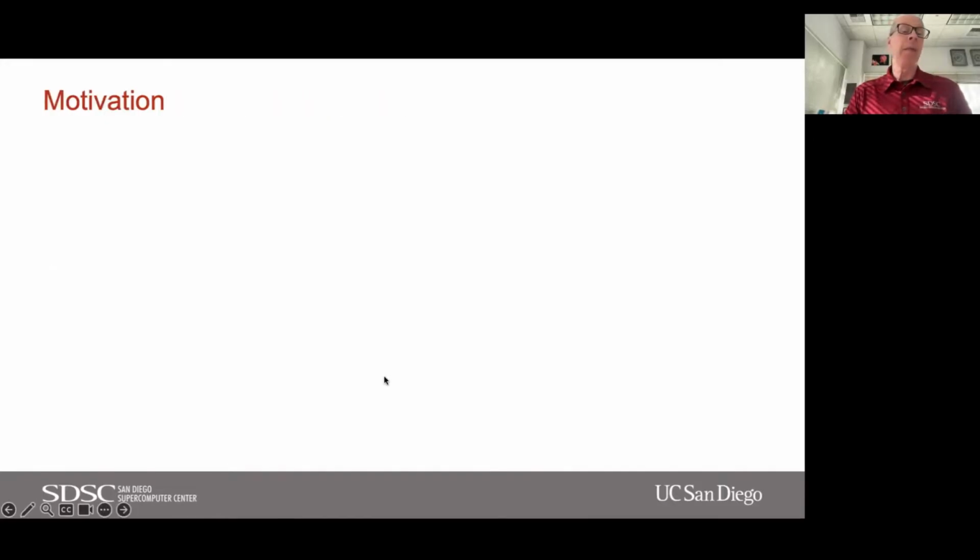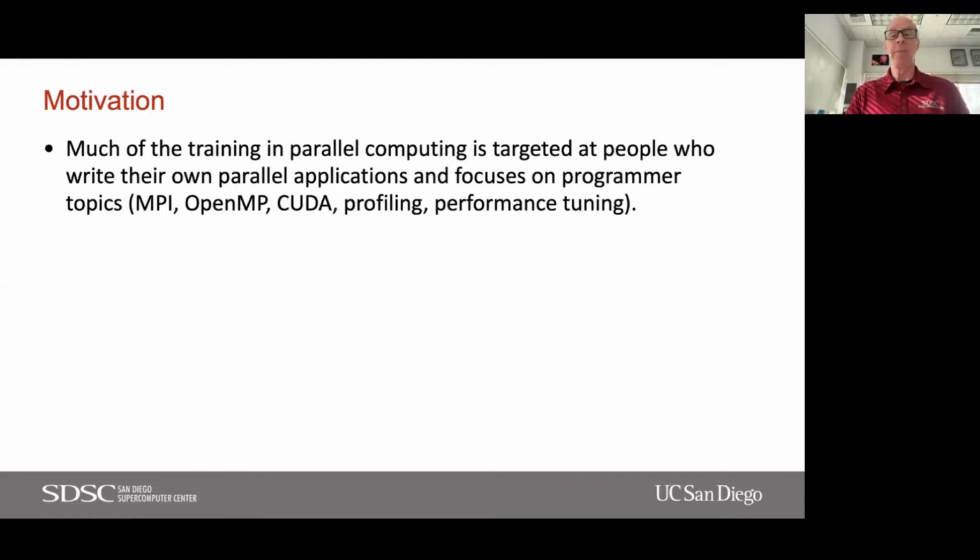We're going to talk a little bit about the motivation for doing parallel computing and this session in particular. Much of the training in parallel computing is targeted at people who write their own parallel application. And we've done this for many, many years. We focus on things like MPI, OpenMP, CUDA, profiling, applications, performance tuning, all very, very important topics. But if you're not actually writing your own code, if you're primarily using somebody else's application, you really don't need to know these topics. I mentioned them earlier.